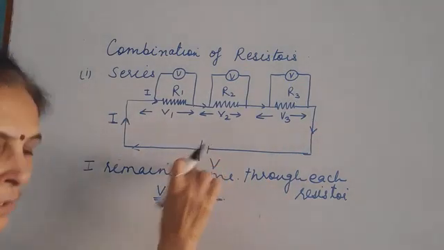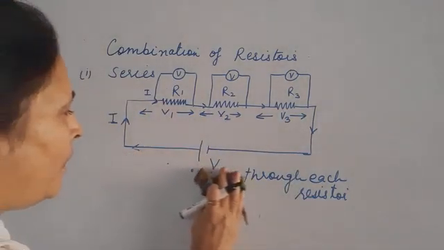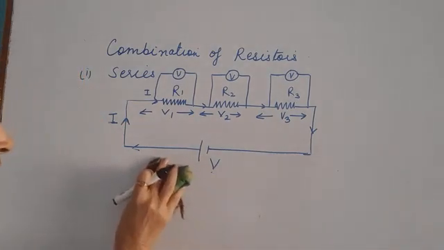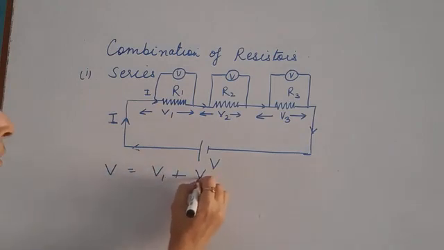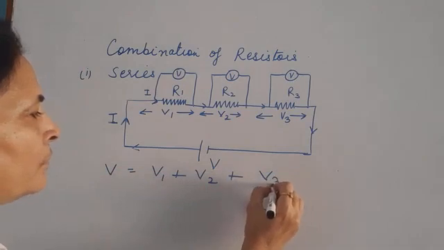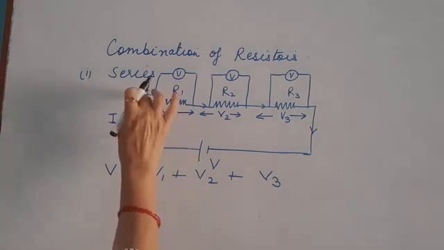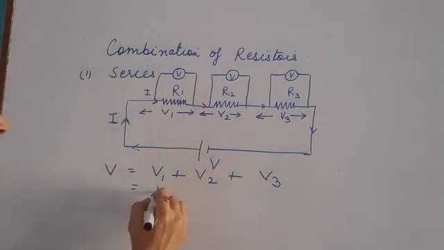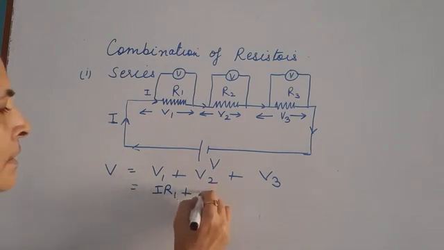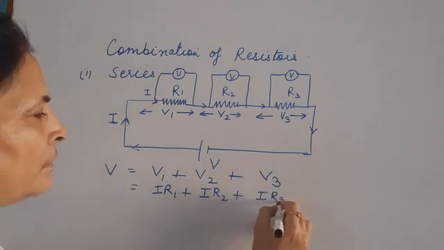Clear? Now whatever potential difference we have applied, current is flowing because of that potential difference only. So this V must be equal to V1 plus V2 plus V3. Now we'll use Ohm's law, V equals IR. So V will be equal to I into R1 plus I into R2 plus I into R3.